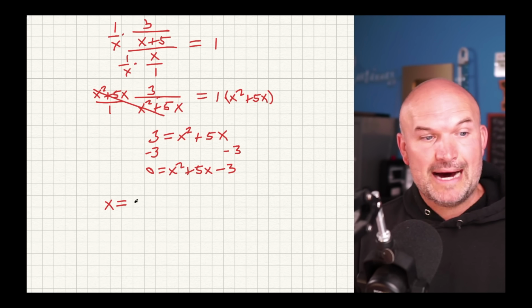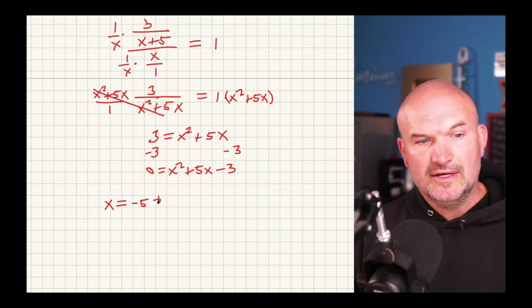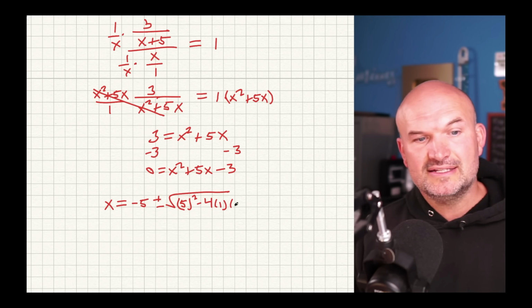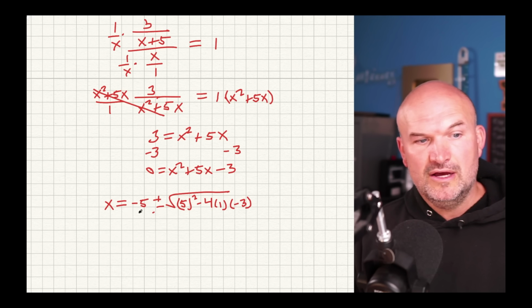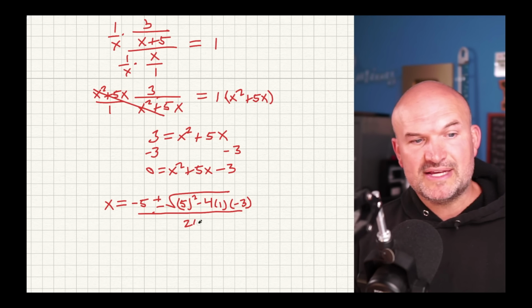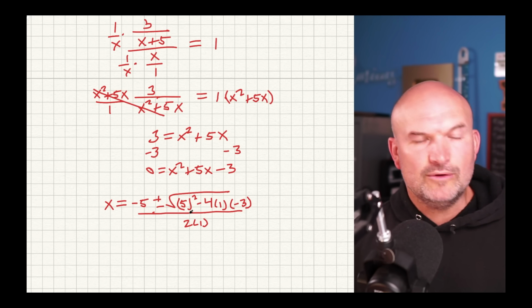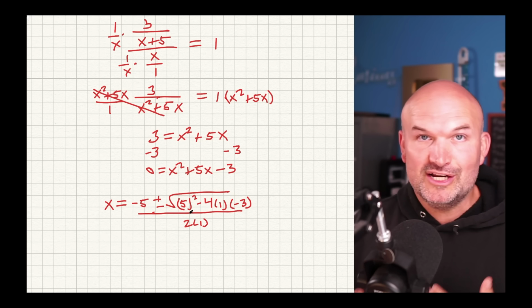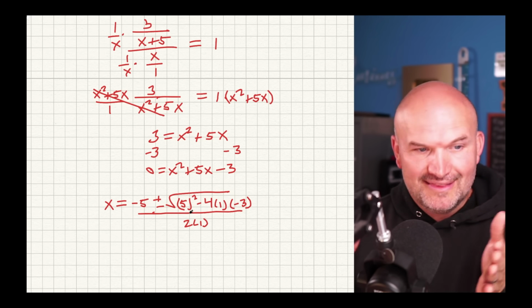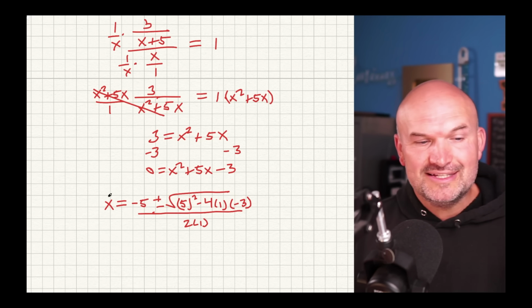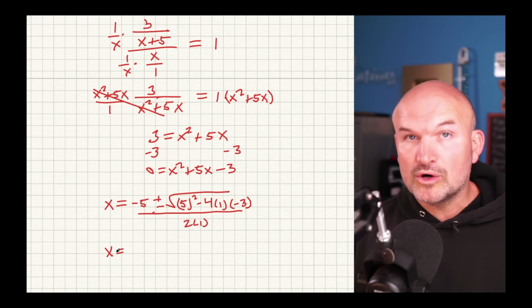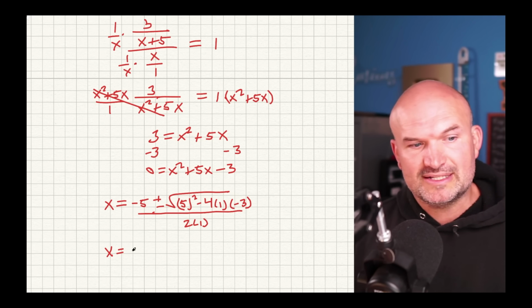So x equals the opposite of b, so it's going to be negative 5, plus or minus the square root of b squared, which is your 5 squared, minus 4 times a times c, which is negative 3, all divided by 2 times a. Now, even though I'm plugging in 1, you're like, why are you writing in the 1? I like to do that for accounting purposes. Remember, I just talked about making mistakes? Writing everything in there helps me double check my work to make sure I didn't miss something or forget something.